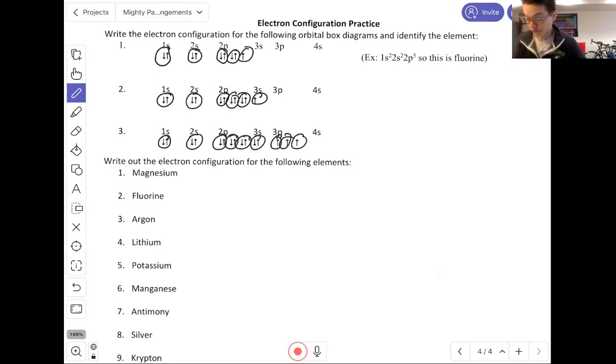So for this first one, I already did it for you. You've got 2 in the 1s, so it's 1s2. 2 arrows in the 2s, so it's 2s2. And then you had 1, 2, 3, 4, 5 arrows in the next set of circles, which is 2p, so it was 2p5. So how do I know that this is fluorine? Well, you add up the exponents, that tells you the atomic number. Fluorine is atomic number 9.